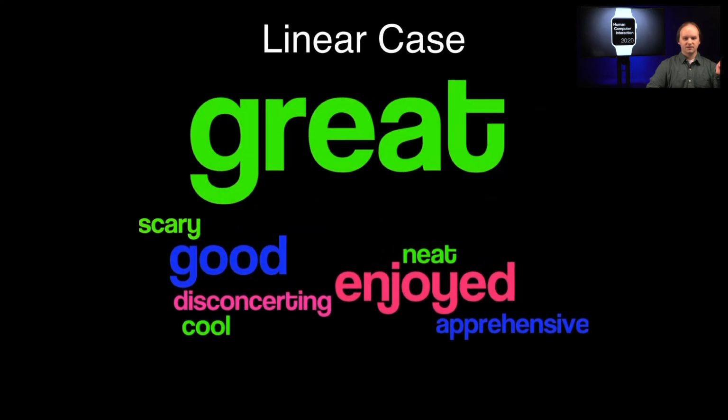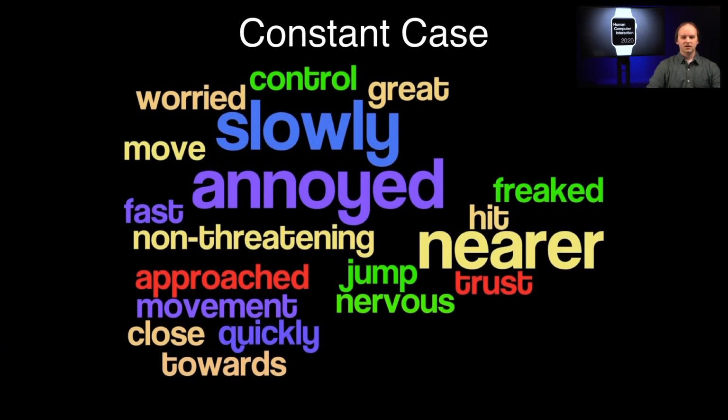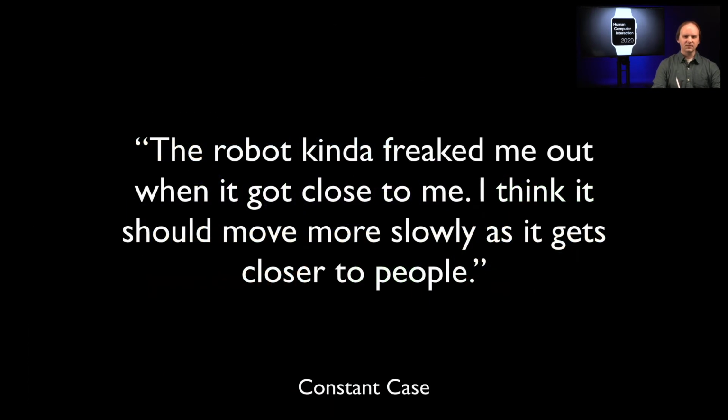Here's the linear case, kind of similar. You see you've got one "scary" in there, maybe an "apprehensive", and then the constant case. So you can see there's a bit of a difference there. We've got quite a few more negative words here. You could also analyze this with stats. You could look at the counts of this kind of sentiment that exist and analyze that a little bit more formally. But this is an easy way to get some intuition on what people were thinking between those conditions. You can also look directly at some of the things that people said during the interviews.